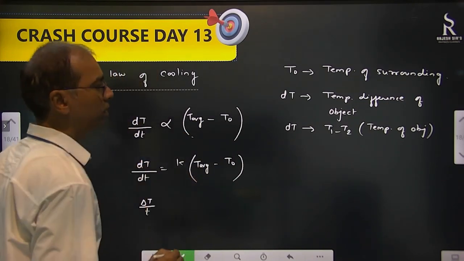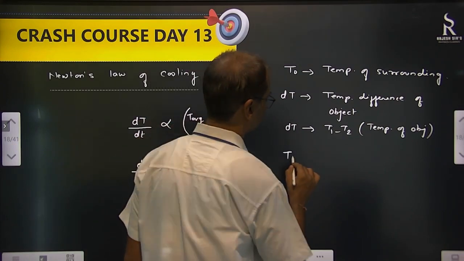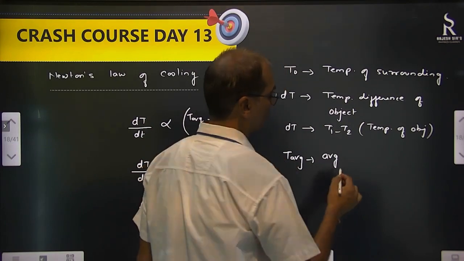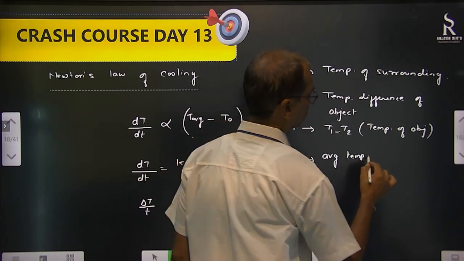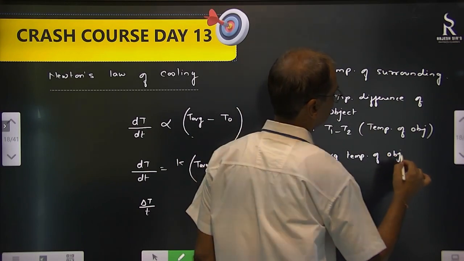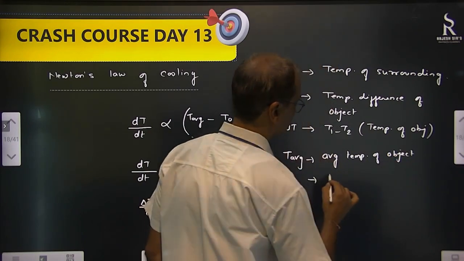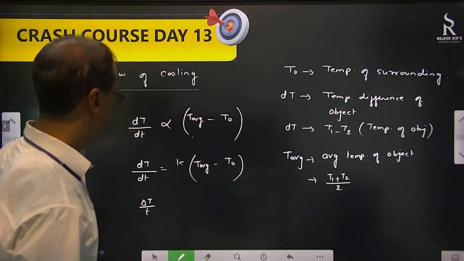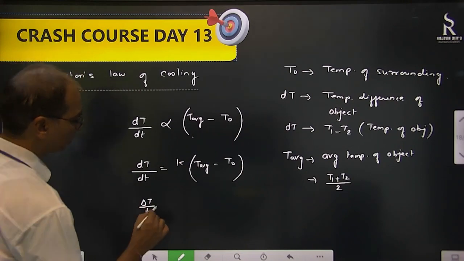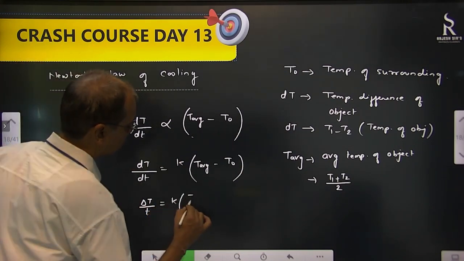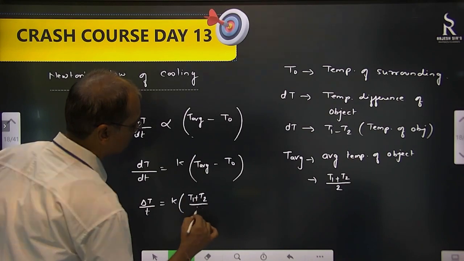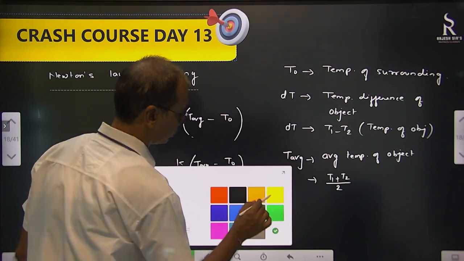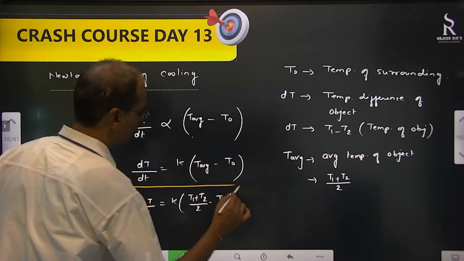What is T average? T average means the average temperature of the object. Why like this? Because the object's temperature is changing. So we write the average temperature of the object. That means this is T1 plus T2 by 2. So here is delta T by t equal to K times (T1 plus T2 by 2 minus T naught). Now this formula we have to remember, and this is what we are going to use in Newton's law of cooling.